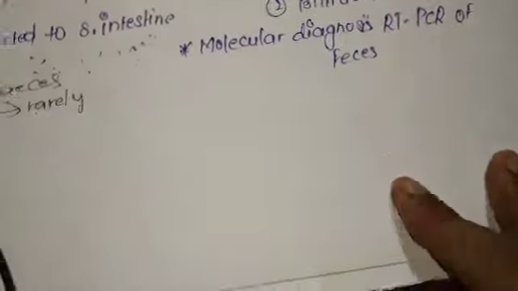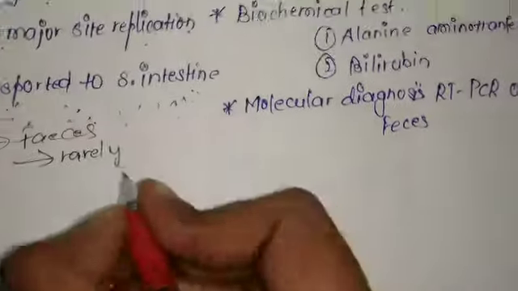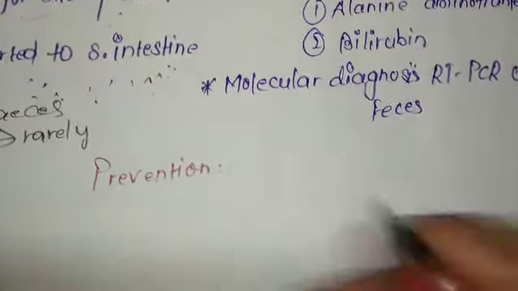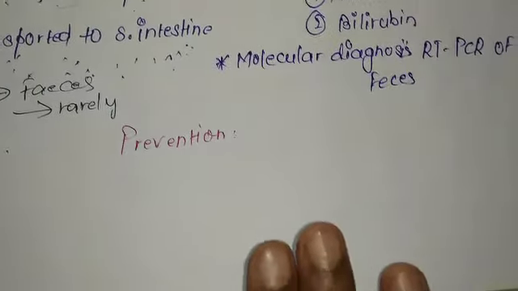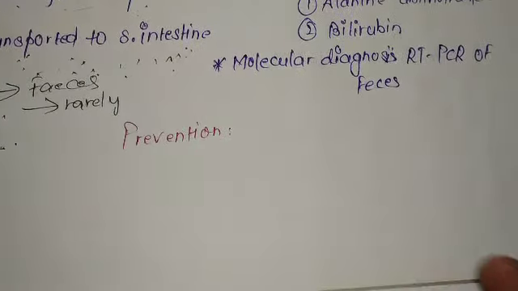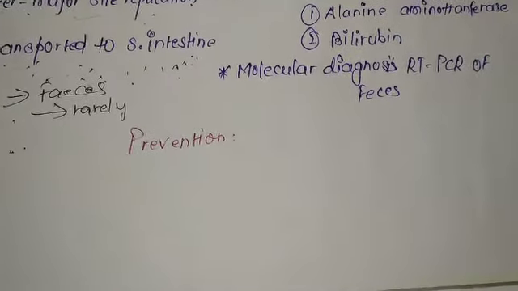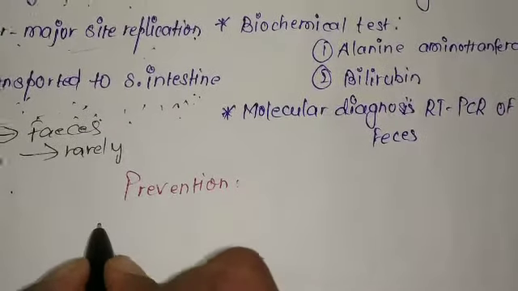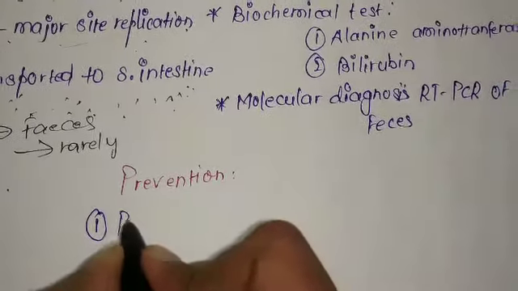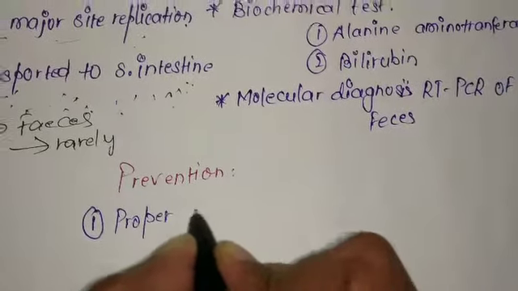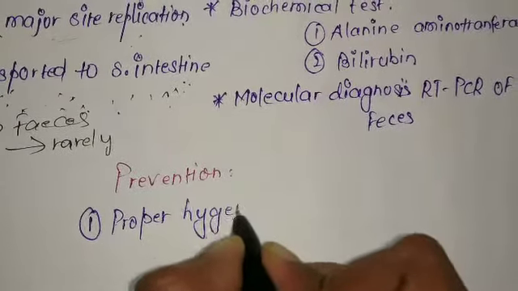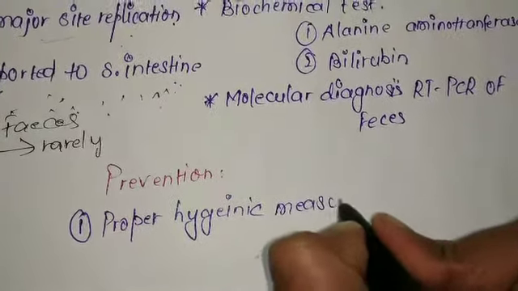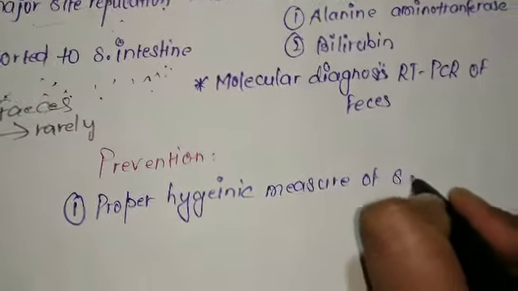Now we will see the treatment and the prevention of hepatitis A virus. Prevention: as I said, it's caused by contaminated food or water, so proper hygienic conditions should be there, with proper hygienic measures of sanitation.